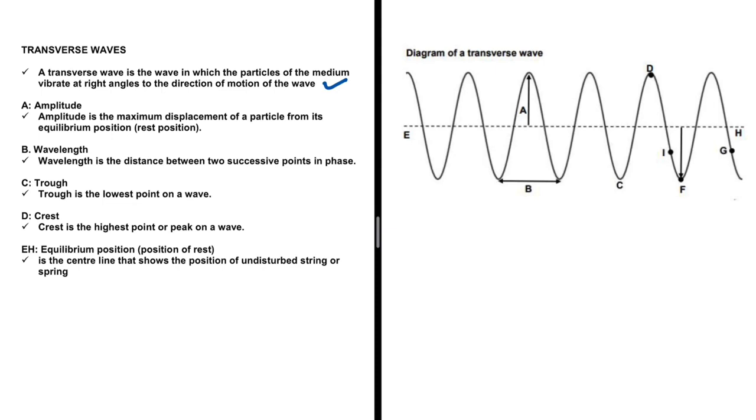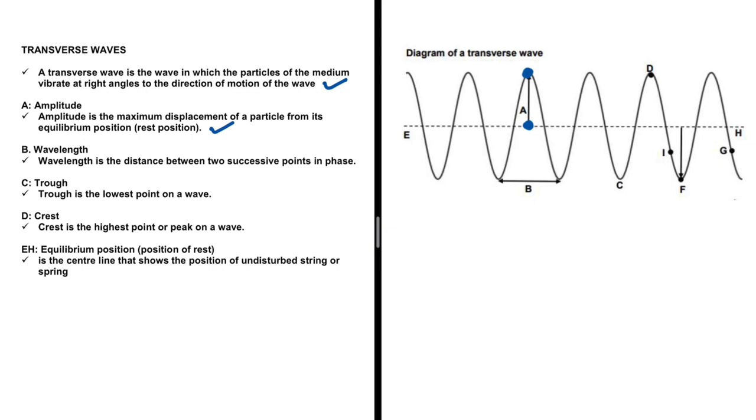Now let's take a look at a few characteristics of a transverse wave. We have what we call the amplitude. The amplitude is the maximum displacement of a particle from its equilibrium position. Let's go ahead and take a look at our sketch and see how the amplitude looks. So here, denoted by A, is our amplitude. We can see that it runs from the equilibrium position up until the maximum displacement. This is the amplitude: the maximum displacement of a particle from its equilibrium or rest position.